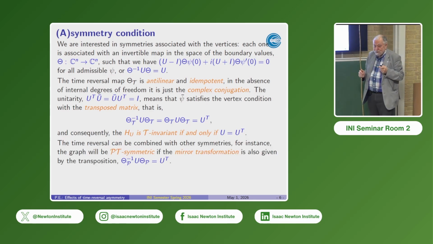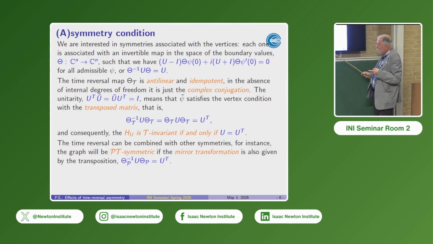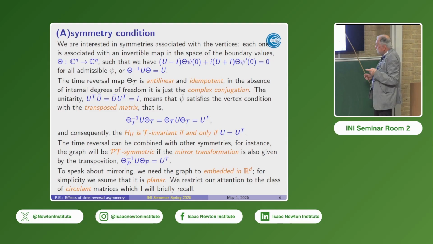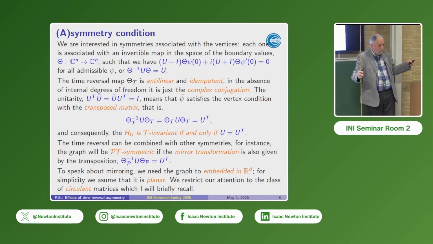And as a side note, now there is a popular thing to ask about PT symmetry. People construct non-self-adjoint graphs with PT symmetry. Whether you can have a self-adjoint graph with PT symmetry? If you want that, then of course the parity should act the same way, as transposition. Now, of course, while time reversal you can do without any reference to the embedding into a Euclidean space, in the case of parity you need to think about that. And for simplicity, I will restrict myself to planar graphs.